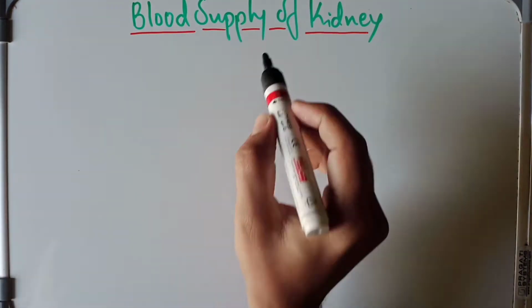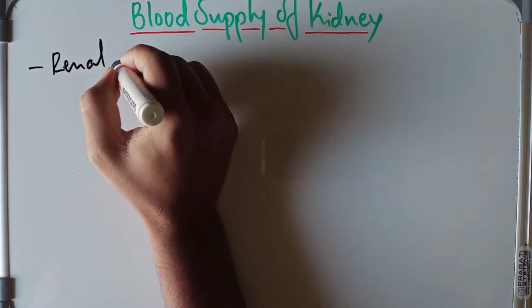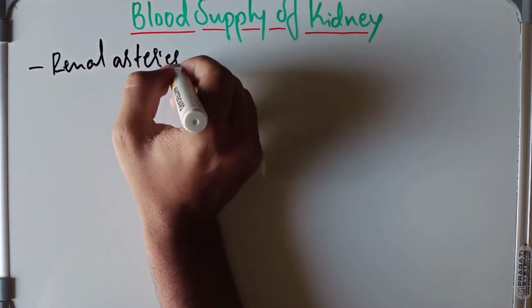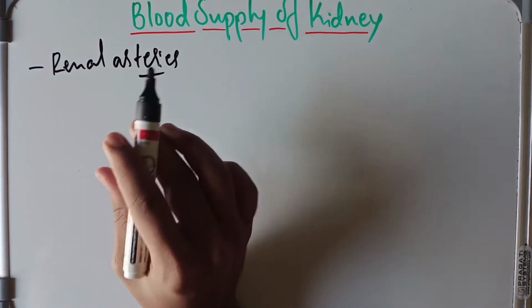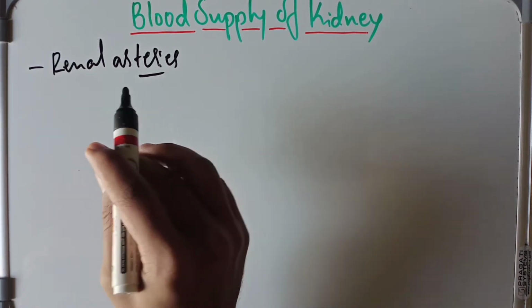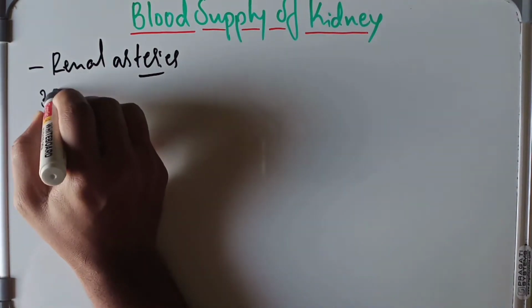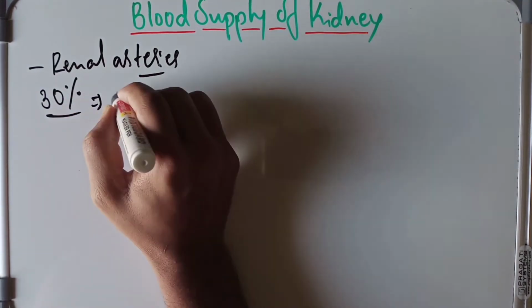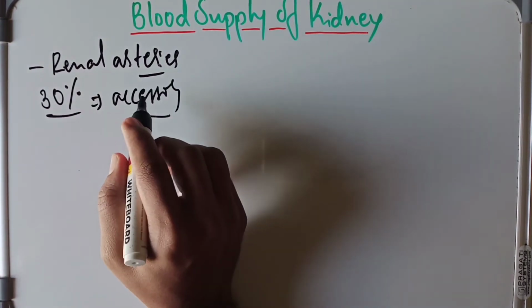So the kidneys are supplied by the renal arteries, right? The right kidney is supplied by the right renal artery and the left kidney is supplied by the left renal artery. So basically there is one renal artery for each kidney, and in about 30% of individuals we have accessory renal arteries. So that is something you need to remember.